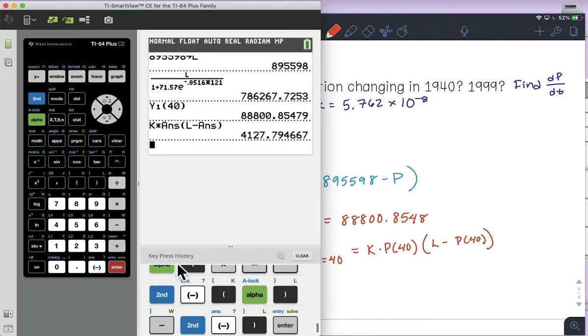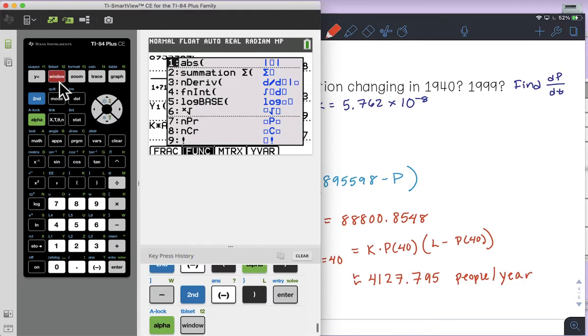So my rate of change here is approximately 4,127.795 people per year. So we're growing at a pretty large rate per year, adding about 4,128 people per year. Now if I want to check, I can also do a numeric derivative on my calculator. If we go to alpha window, or the math menu, you can go down to numeric derivative.